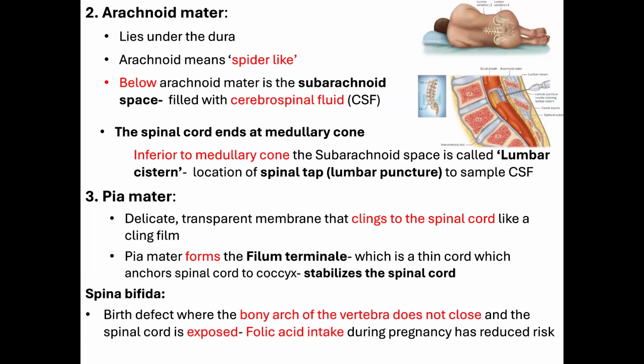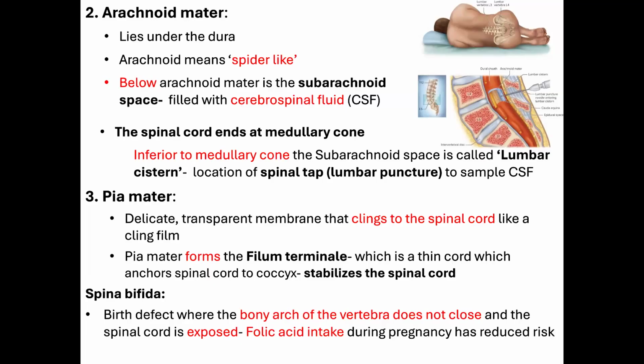Okay, so that's about the arachnoid mater, and below the arachnoid is the pia mater, and the pia mater is actually like a cling film over the spinal cord. It's adherent to the spinal cord. And I told you the pia mater is going to condense, and it forms a little ligament which connects the spinal cord to the coccyx. That's what stabilizes the spinal cord.